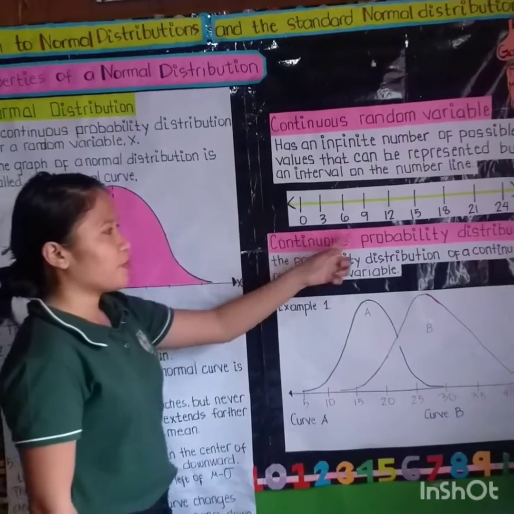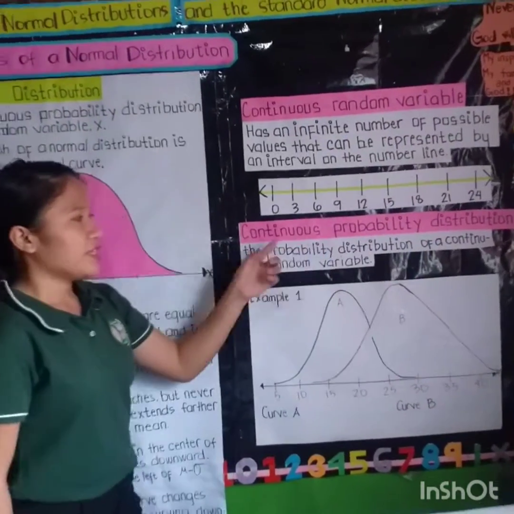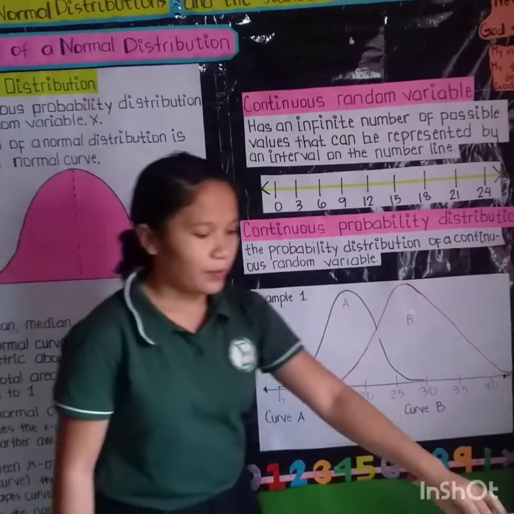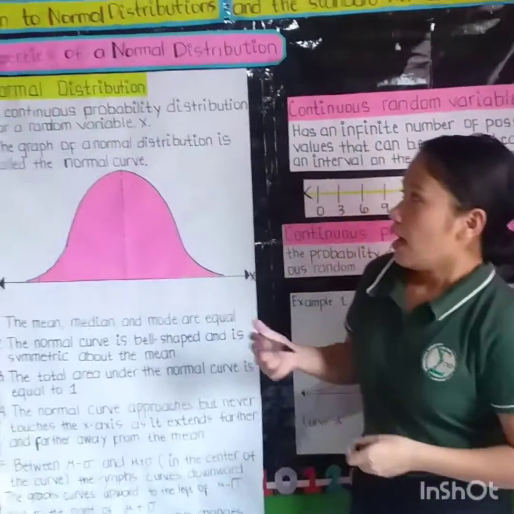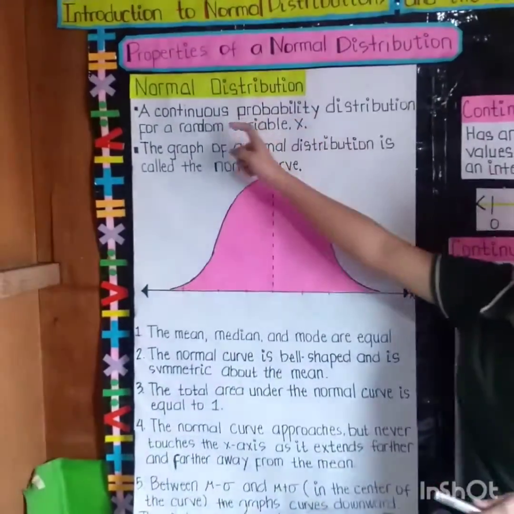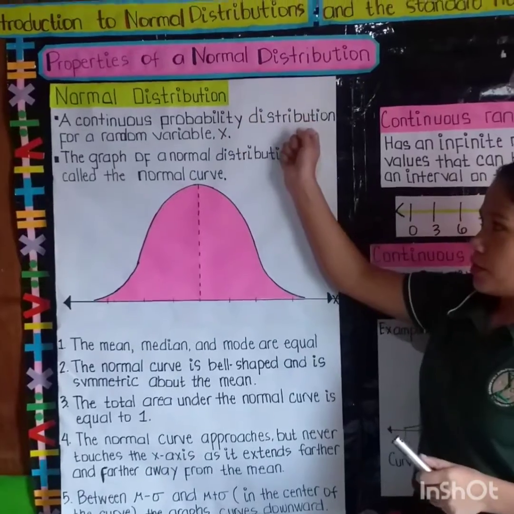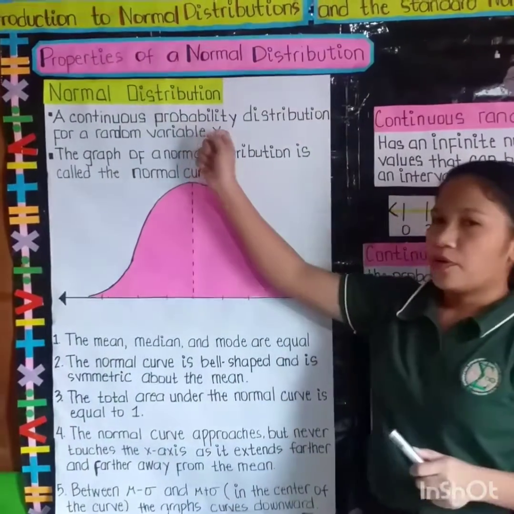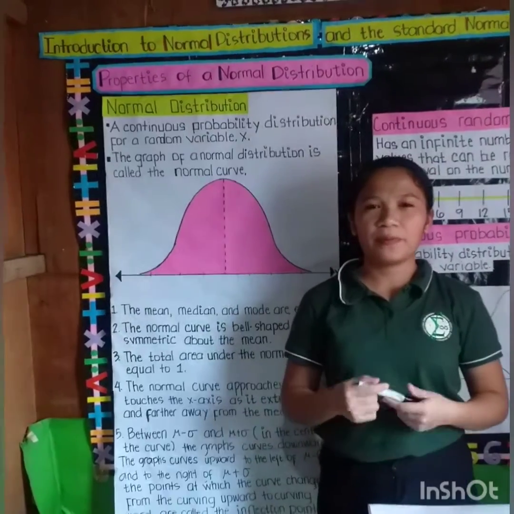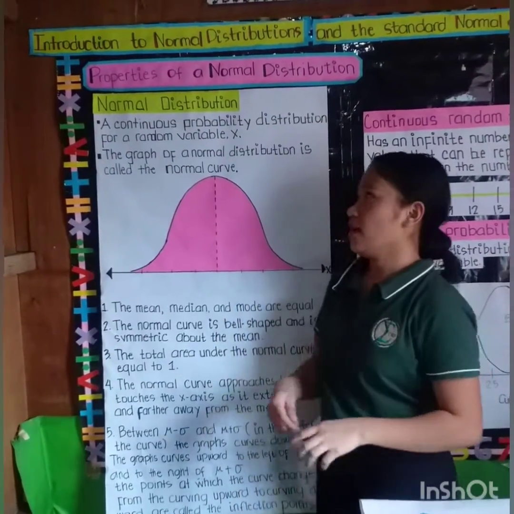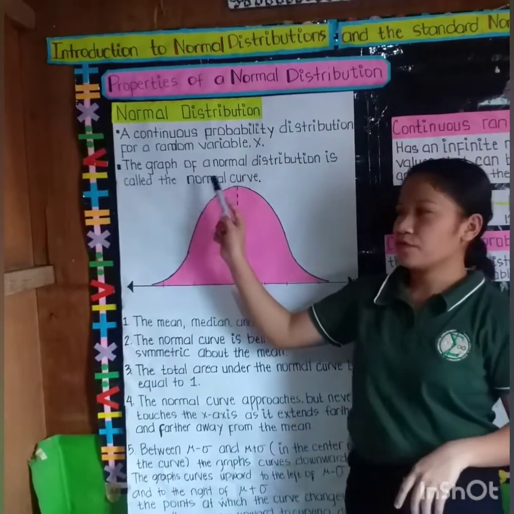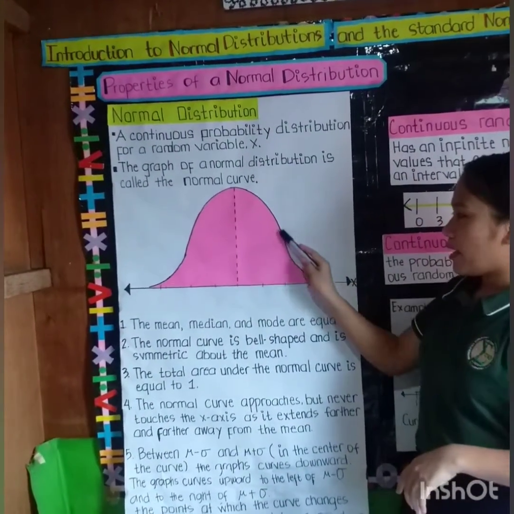Then, the continuous probability distribution is the probability distribution of a continuous random variable. Therefore, the normal distribution is a continuous probability distribution for a random variable x. The normal distribution is the most important probability distribution in statistics. The graph of the normal distribution is called the normal curve. So, this is our normal curve.